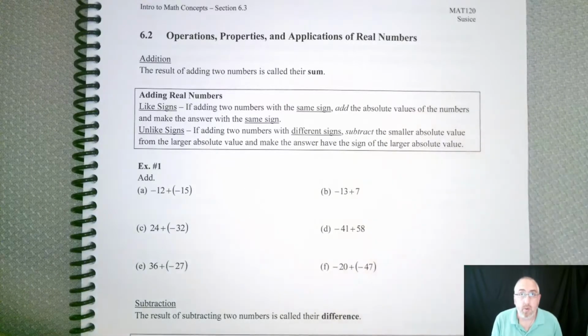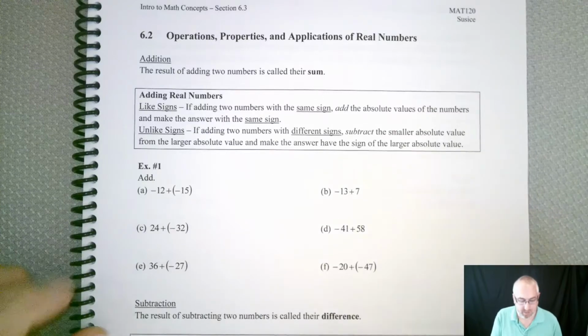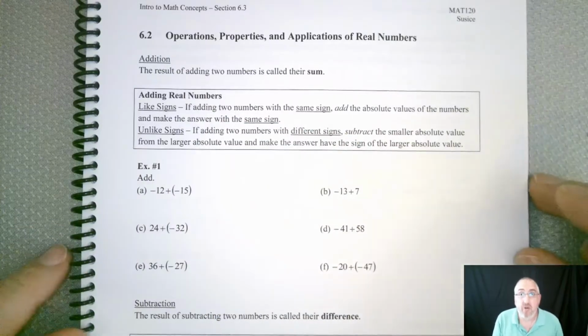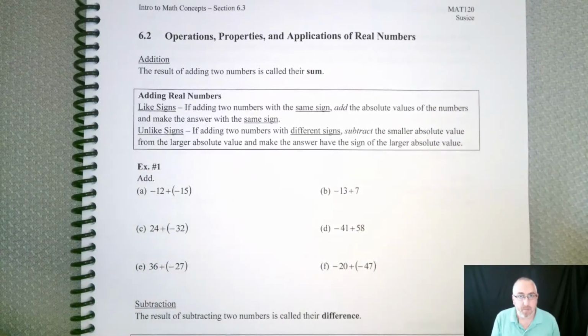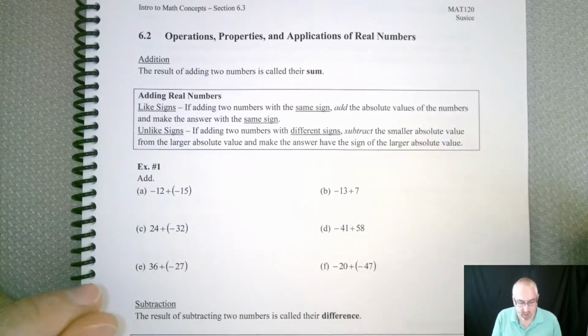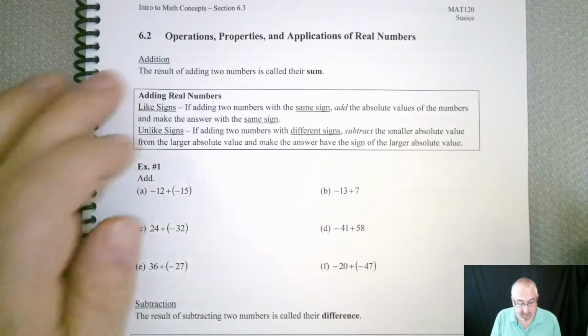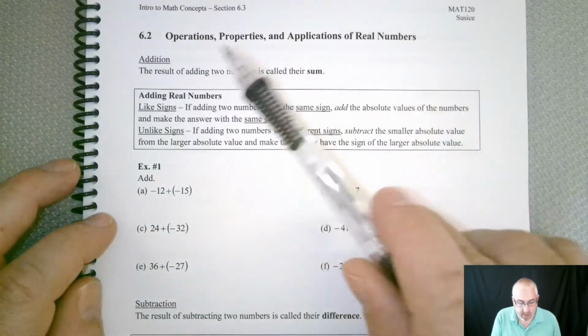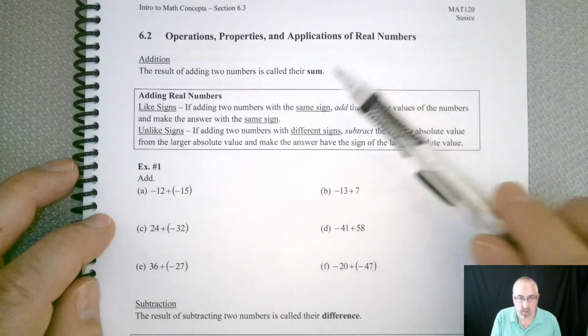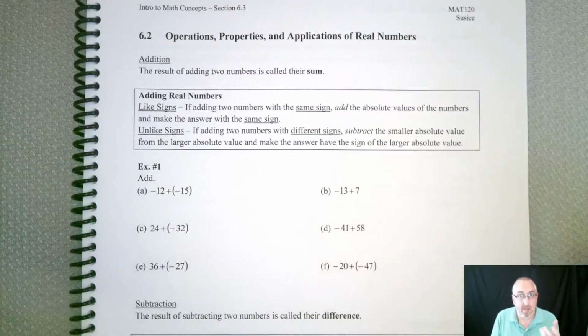So now we're going to start looking at section 6.2, which gets into operations, properties, and applications of real numbers. We're going to go through all the different operations fairly quickly. So hopefully, if you get lost, definitely go back and review the video again so you can pick up what you missed. The first thing we're going to look at is some of the terminology that you use with the different operations. So addition, the result of adding two numbers is called their sum. So sum is the magic word for addition. Anytime you hear that word sum, think addition.